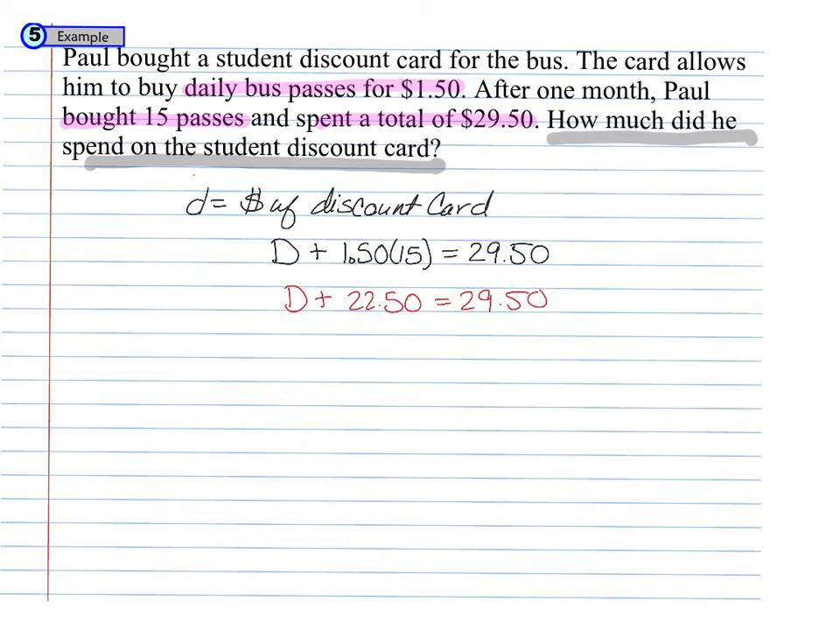And now we have a one-step equation to solve. We're going to subtract the 2250 because I need to get the D by itself. And the only way to do that is by making that 2250 a 0. And that's by subtracting both sides by 2250. It's opposite operation. We're going to get that D is equal to $7. So that means the bus pass is $7. The bus pass is $7.